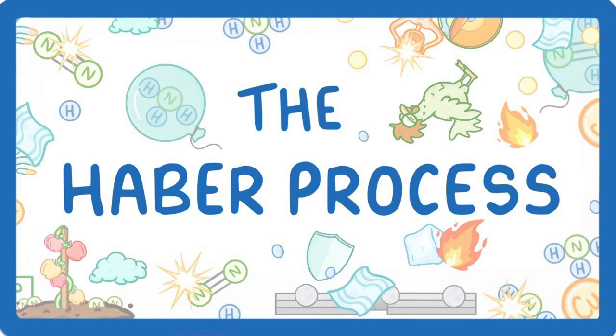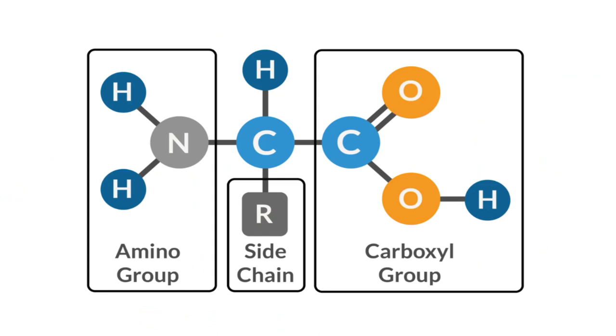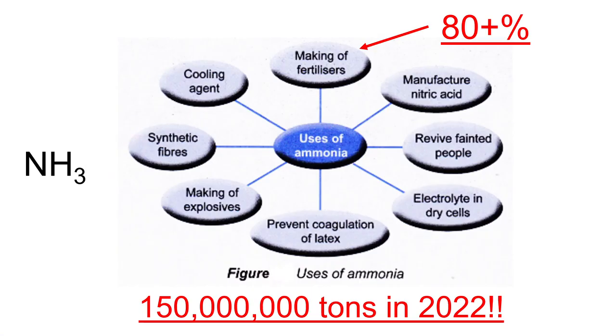Why am I bringing up the Haber process? 80% of ammonia is used to make fertilizers. That is used to make the amino group. If the plants have loads of nitrogen in the soil, it means they can make loads of proteins and will grow very fast. That's why you need ammonia in fertilizers.